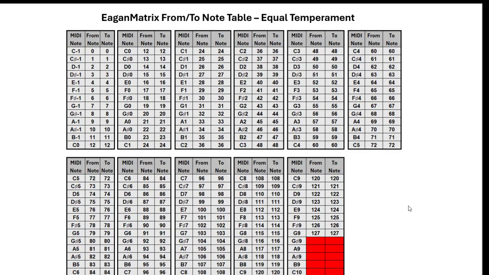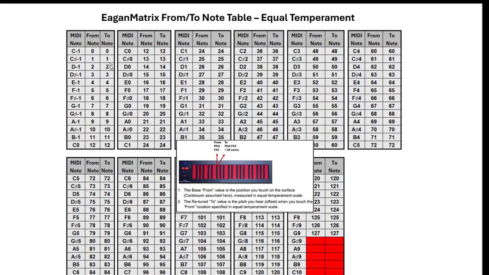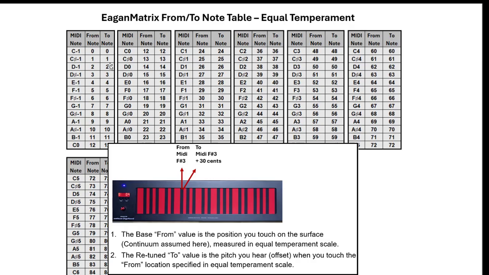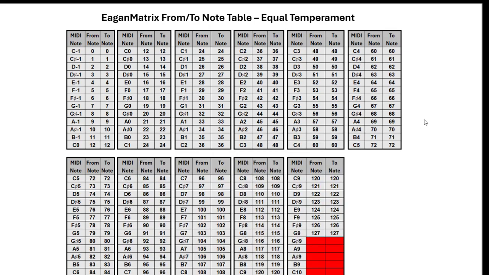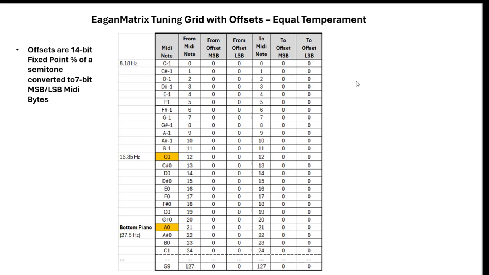So in the EaganMatrix, you have a from note, 0 to 127, that maps to MIDI notes, and then you have a to note, again 0 to 127. Your from note is going to map to the expected note that you push on your Osmose, or play with a MIDI controller, or press on the Continuum template. The to note is the note that actually comes out in relationship to your from note. Now, if your from note is the same as your to note, that's most times just your normal equal temperament. So we have a from note, we have a to note, and now we have offsets.